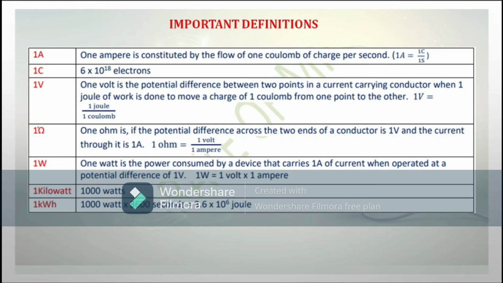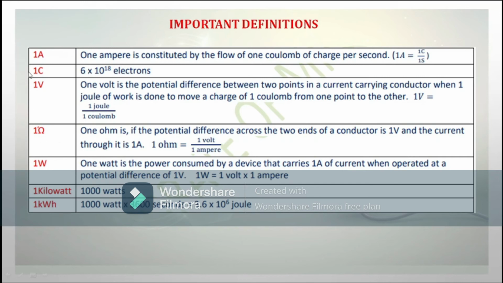First of all, let us take up 1 ampere. What do you mean by 1 ampere? 1 ampere is constituted by the flow of 1 coulomb of charge per second. So that's called 1 ampere. So 1 A is equal to 1 C by 1 s, where A is ampere, C is coulomb, and s is second. So that is the definition for 1 ampere.